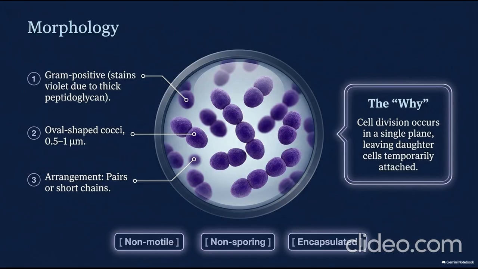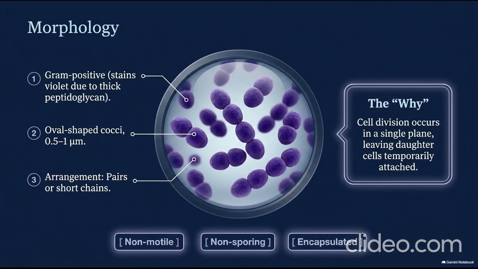Culture. In the laboratory, GBS is a fastidious aerobe and facultative anaerobe. This means it has complex nutritional needs and absolutely will not grow on basic nutrient agar or selective media like MacConkey agar. To grow GBS, we must inoculate it onto 5% sheep blood agar. After overnight incubation, it forms translucent, mucoid colonies that are approximately 2 millimeters in size.